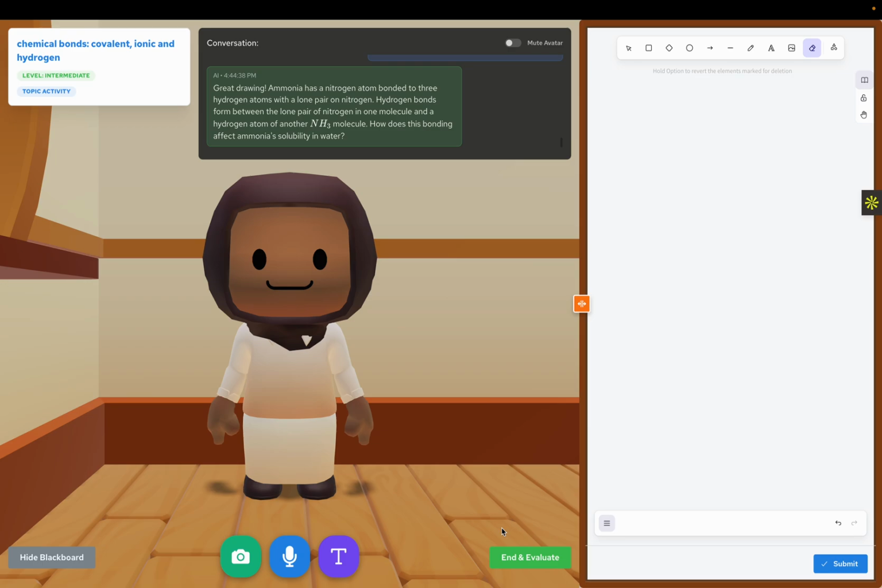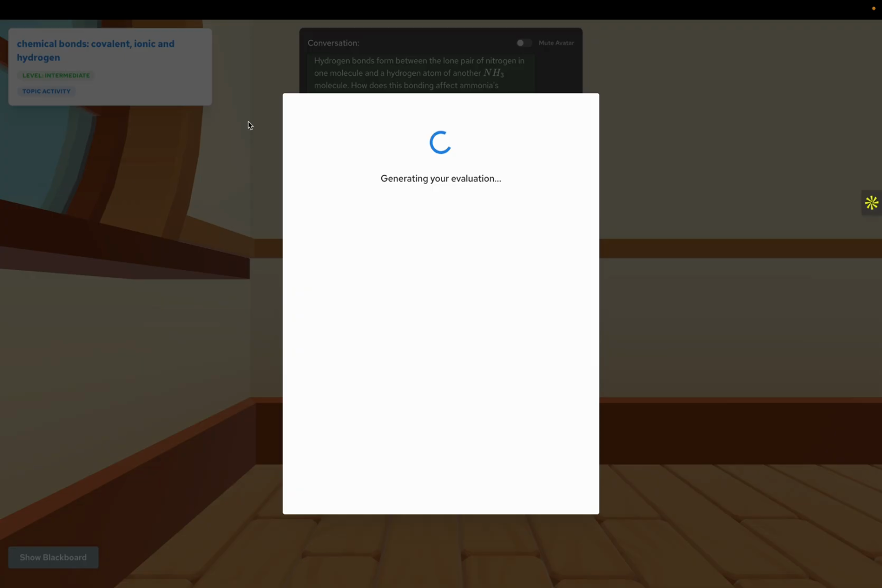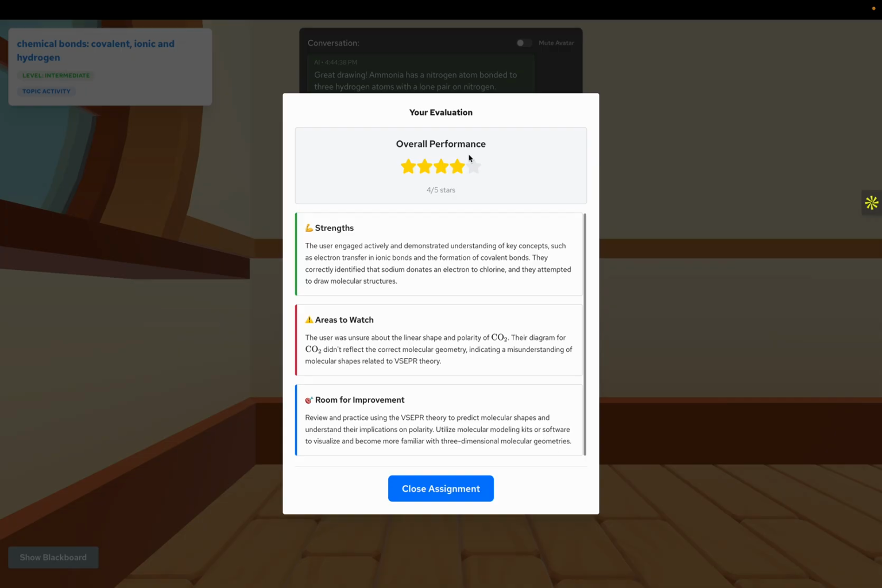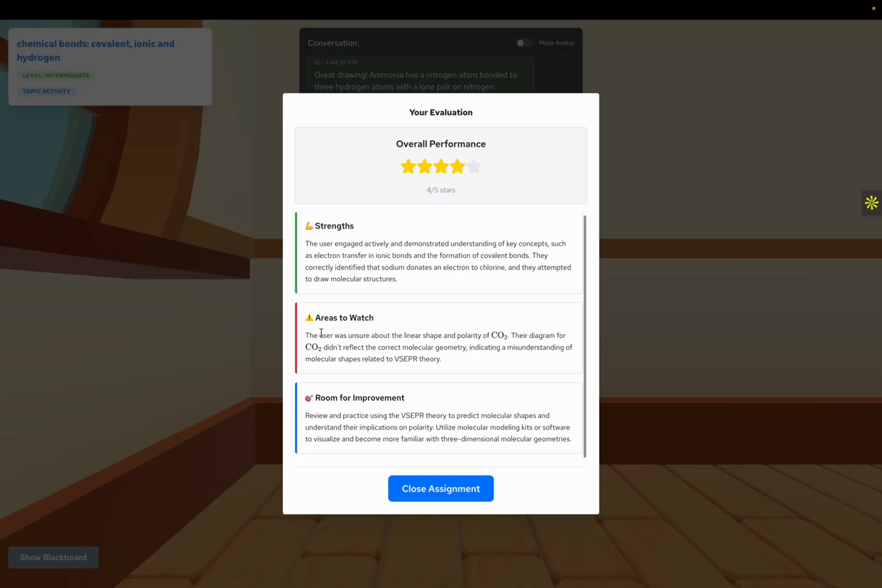Okay, so we're going to go ahead and end our lesson here. It's going to keep going and keep asking questions that the teacher has inputted. But let's get our evaluation. My teacher will see the evaluation as well as the transcript. 4 out of 5. Not too bad. I wasn't sure about certain things, but yeah, pretty reasonable.